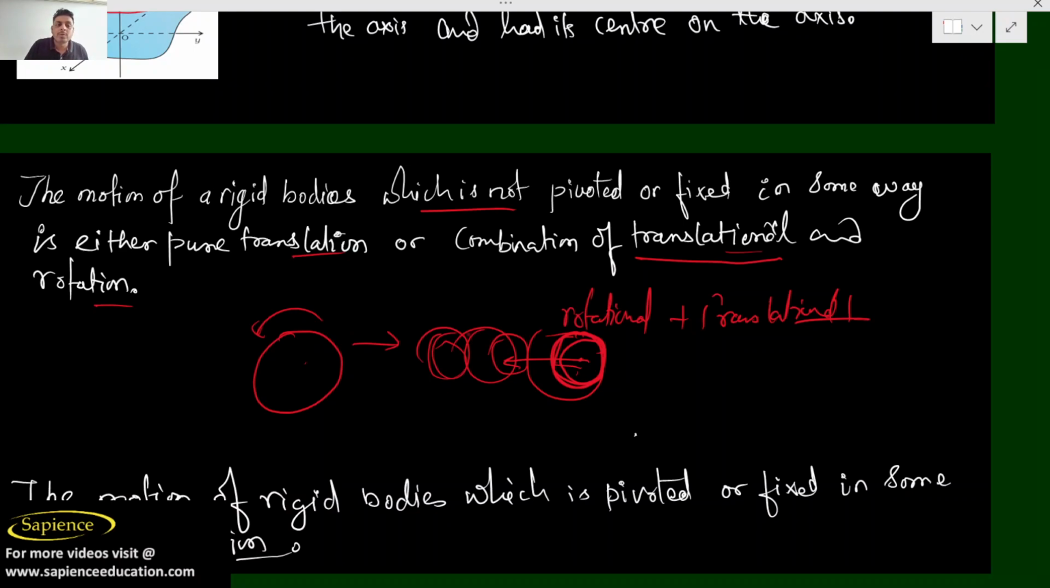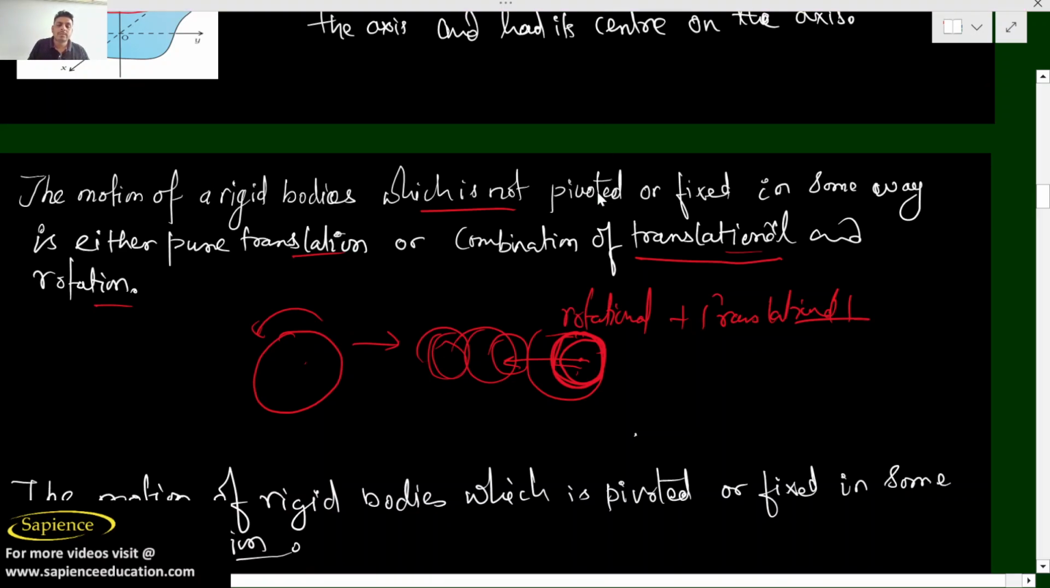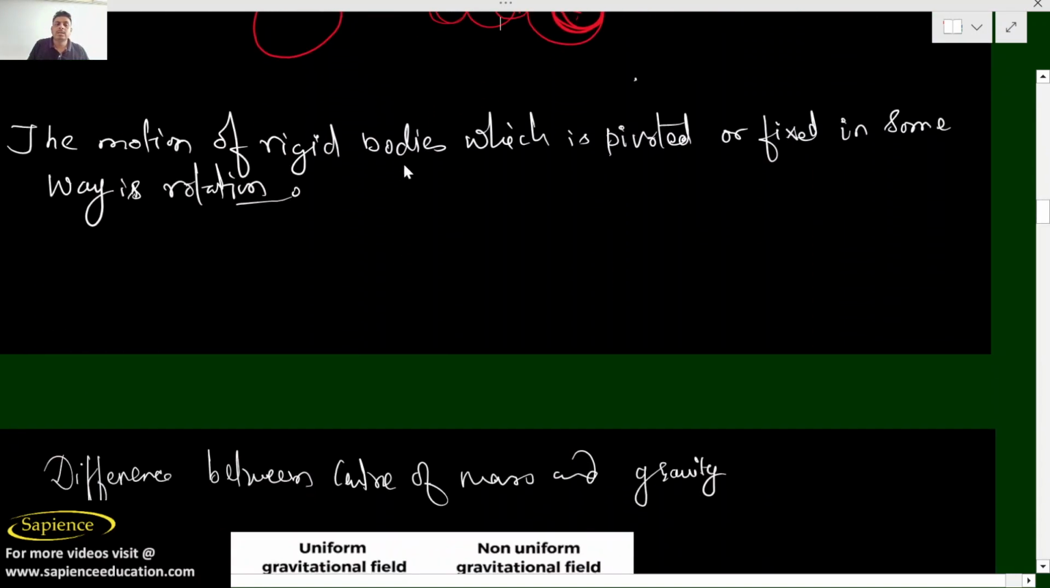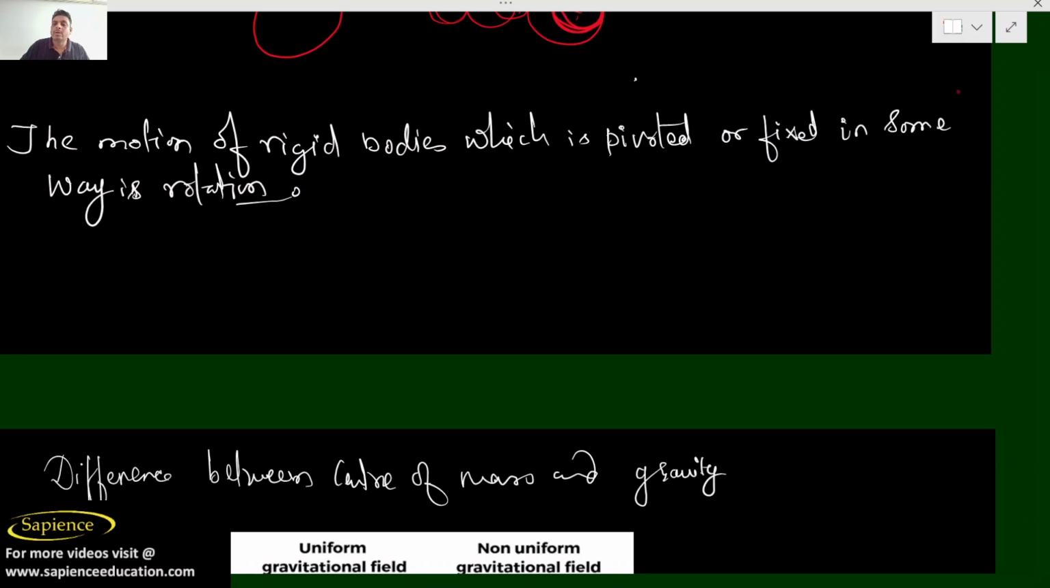So then, what is a pure rotational motion? It is the motion of rigid bodies which are pivoted or fixed in some way. Let us consider this, and I have fixed this. So what will happen? This will move, so it is making a circle. Okay, so this is a fixed point.